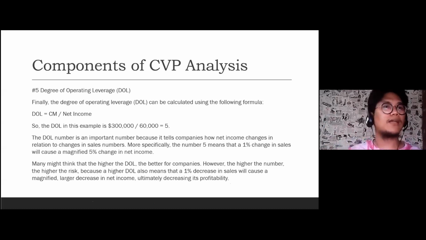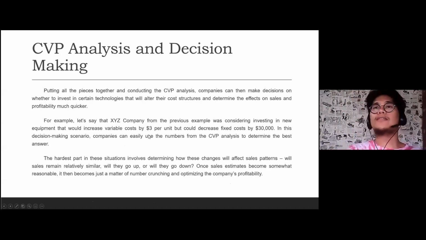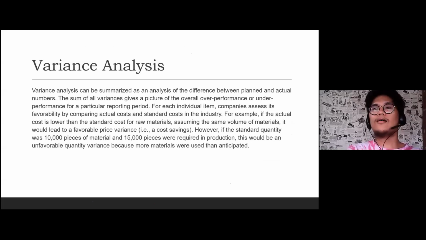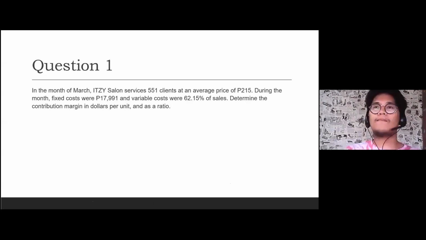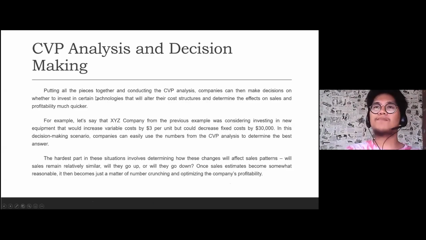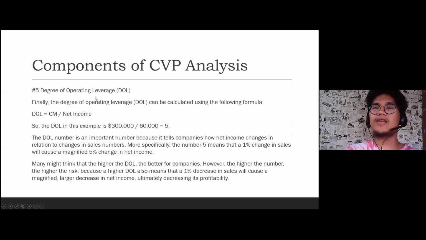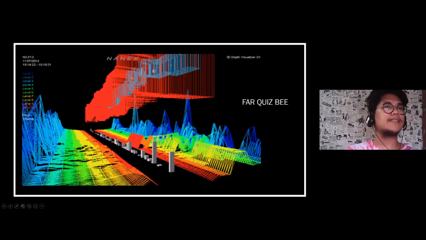Kagaya nga sinasabi ko sa klase ko, we're not just talking here small figures. We're talking here millions kapag nasa business tayo, nasa business perspective tayo. So we're talking about millions. Okay. I think that's the last one, no? That's the last part of my discussion na hindi ko na isasama si variance analysis.